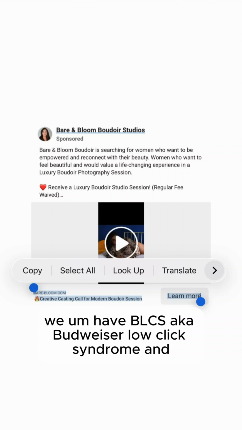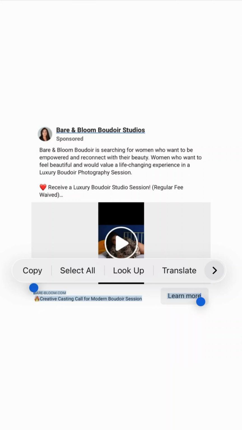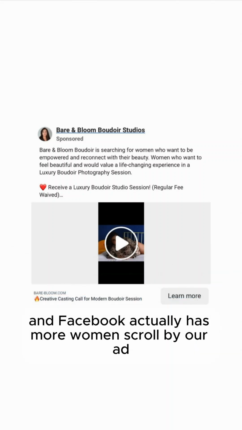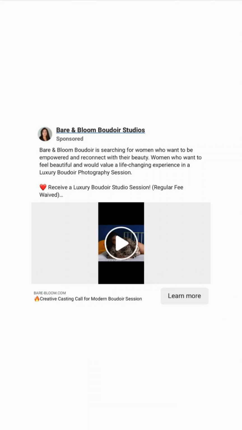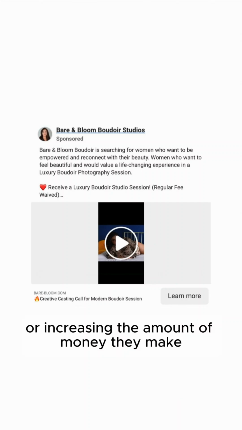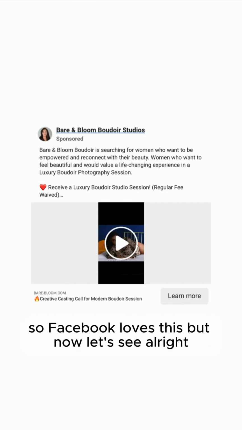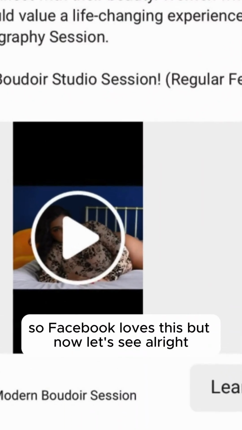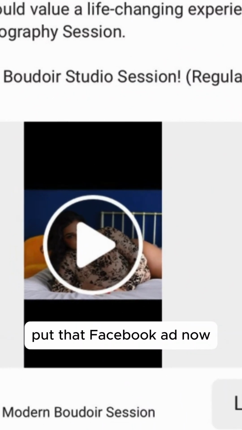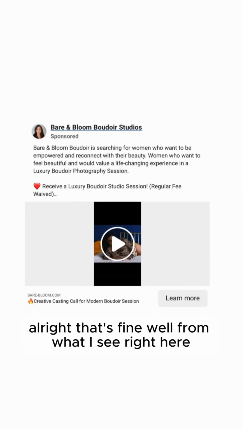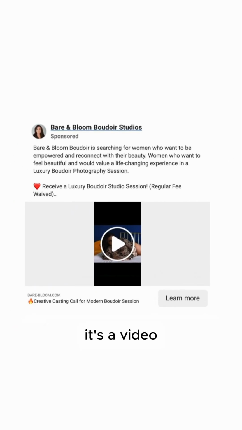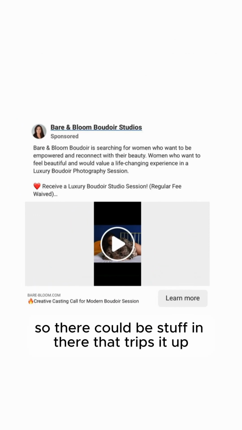And Facebook actually has more women scroll by our ad per unit time. Facebook is able to serve more ads per unit time, increasing the amount of money they make per unit time. So Facebook loves this. But now let's see. All right, Boudoir Facebook ad. No, it doesn't look like an ad or the creative. No, all right, so that's fine. Well, from what I see right here, it's a video. So there could be stuff in there that trips it up.